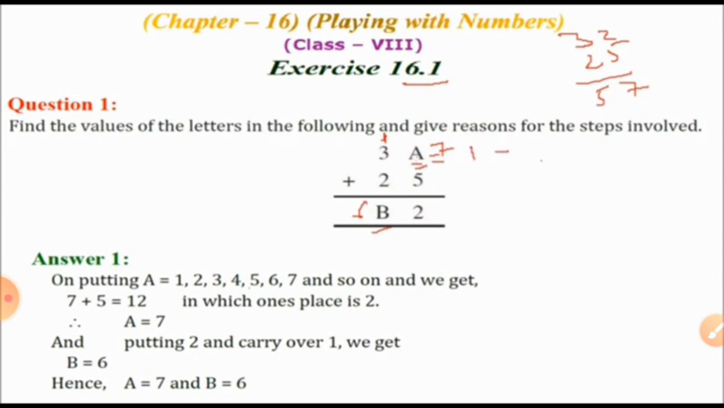This is a very simple question, that's why we found it very easily. So here are the values of A and B. Is it better? Correct. The values of A and B are: A is equal to 7 and B is equal to 6.